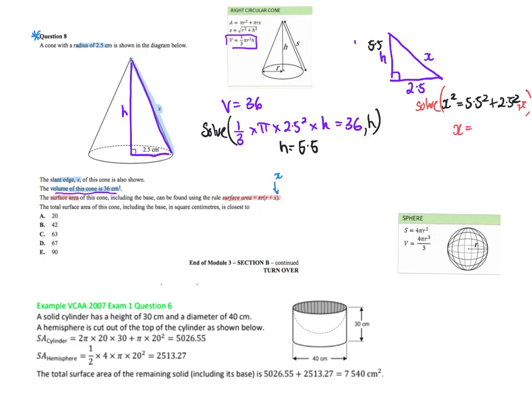So I got x to equal 6.04. So now finally I can answer the question down here. The surface area equals pi times the radius, which is 2.5, times the radius, 2.5, plus 6.04, times... okay, so I'm just working that one out. And I get 67.08, so I'm going to say approximately 67.